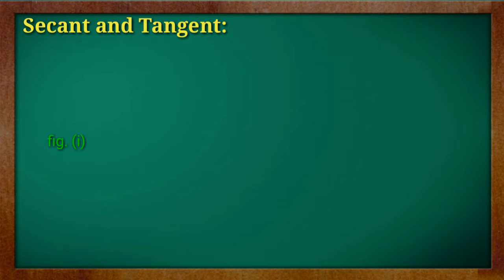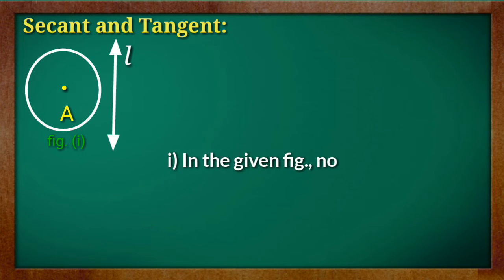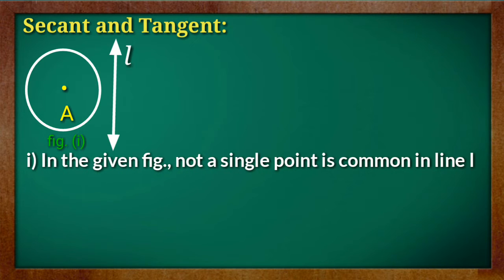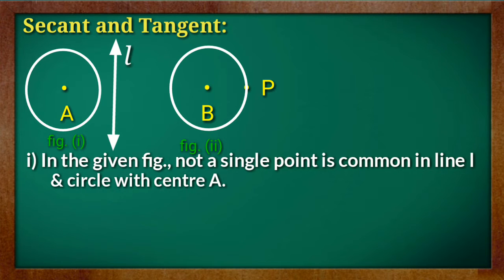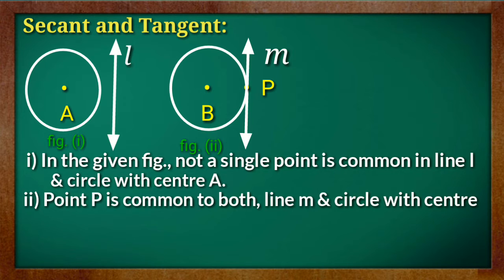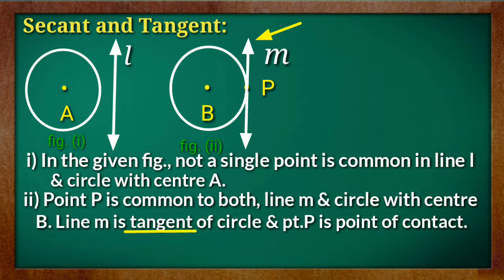Then see figure 1 carefully. In the given figure, not a single point is common in line L and circle. In this case, line L is a non-intersecting line with respect to the circle. Then observe the figure 2. We draw line M through point P, which is common to both line and circle. So here line M is called tangent of the circle and that common point P is called the point of contact.